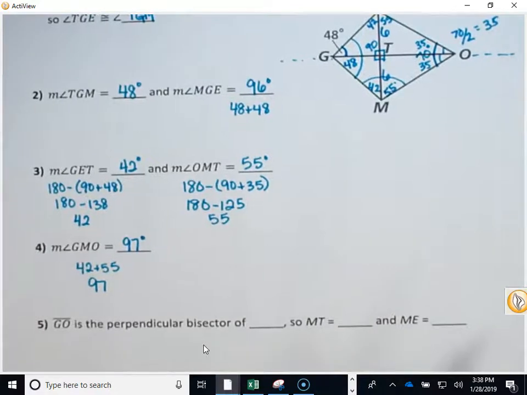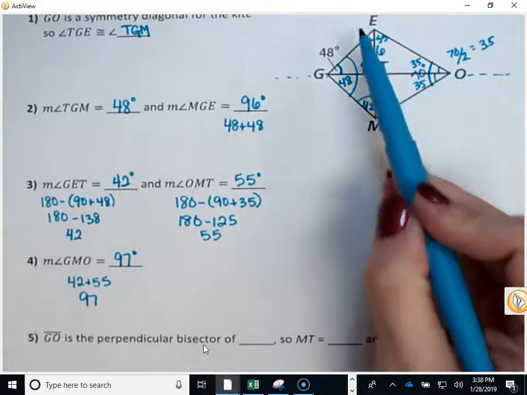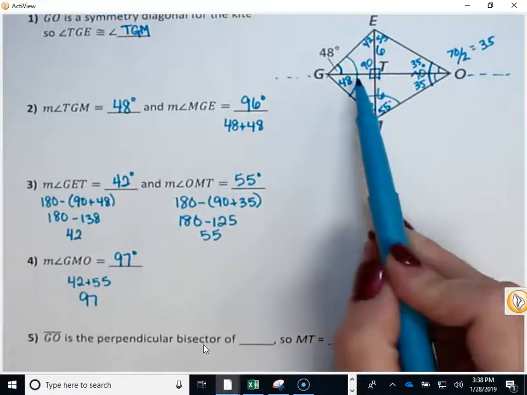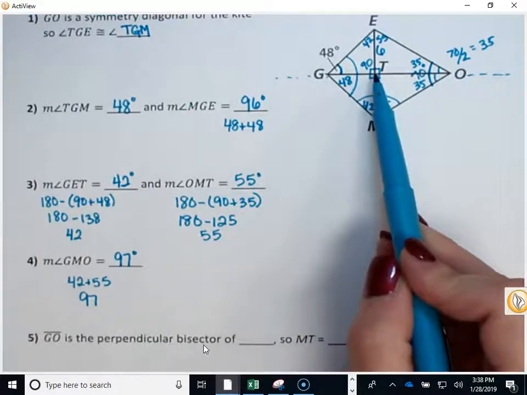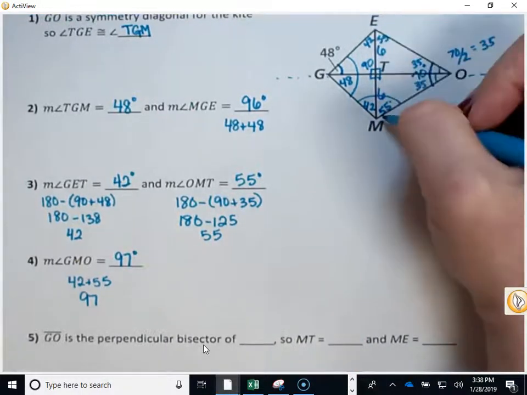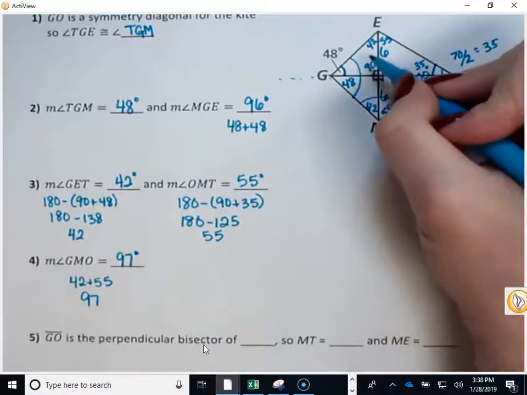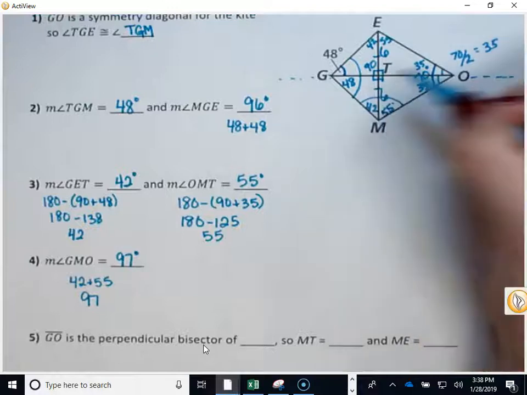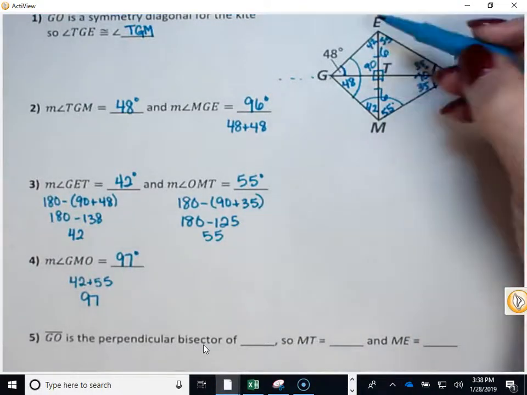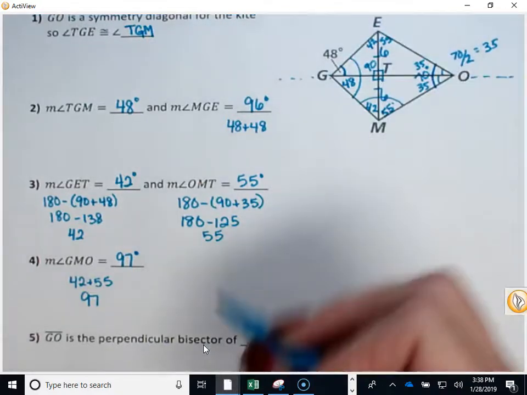Now it says, segment GO is the perpendicular bisector of what segment. So with kites, the diagonals end up becoming perpendicular bisectors. We already knew they were perpendicular because where they meet, they make 90-degree angles. But it also bisects the short diagonal. So on a kite, the long diagonal bisects the short diagonal. So that means those are equal to each other, but what they're wanting right here is it's the perpendicular bisector of this segment, which is segment ME or EM.